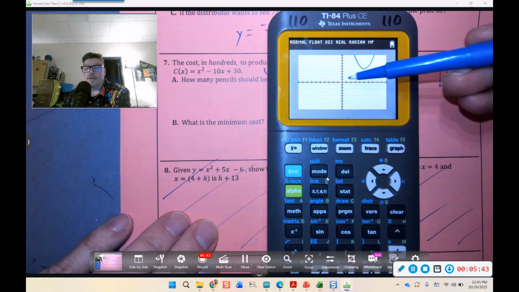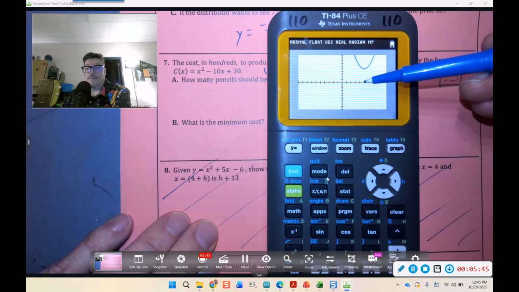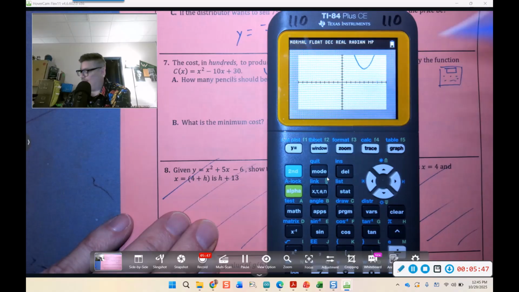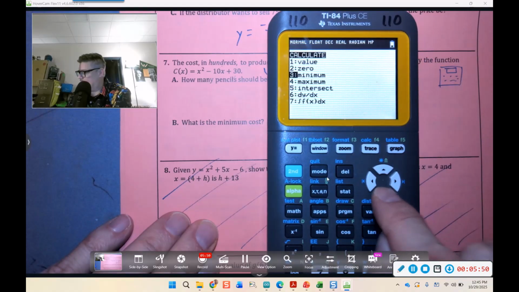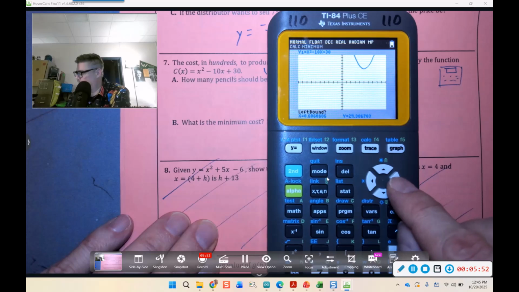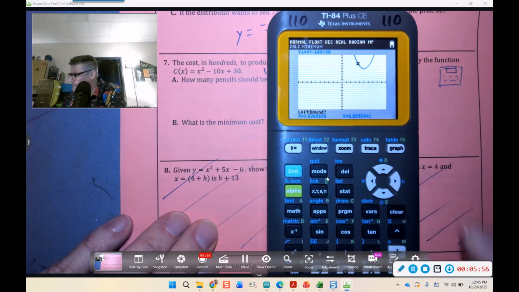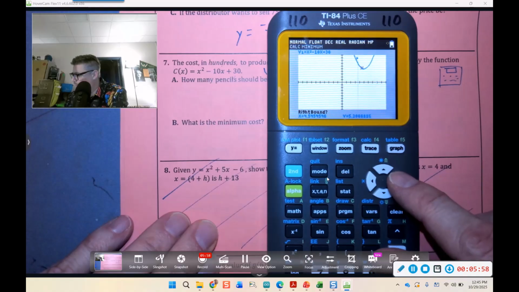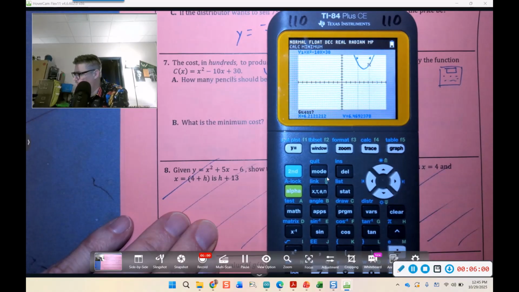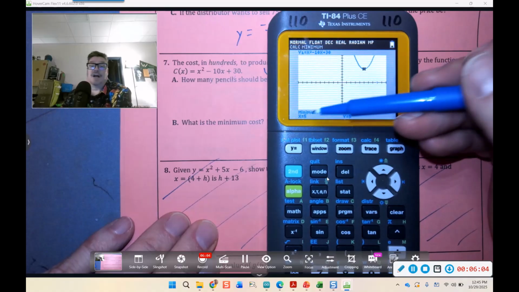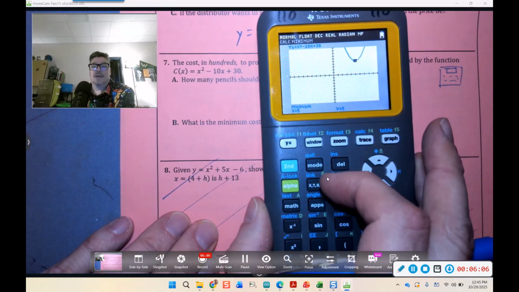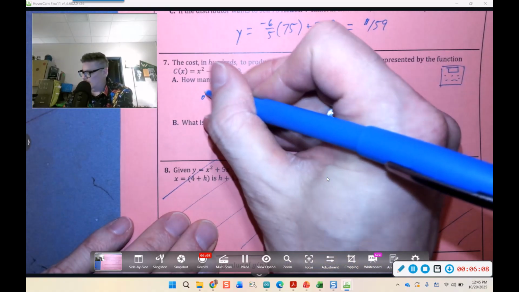Now, it looks like 1, 2, 3, 4, 5. My guess is that is exactly 5, but I'm going to go ahead and find that minimum using the calculator. And my guess is that it's right about there. Okay, and it is 5. So what does that mean? I found the minimum at 5.